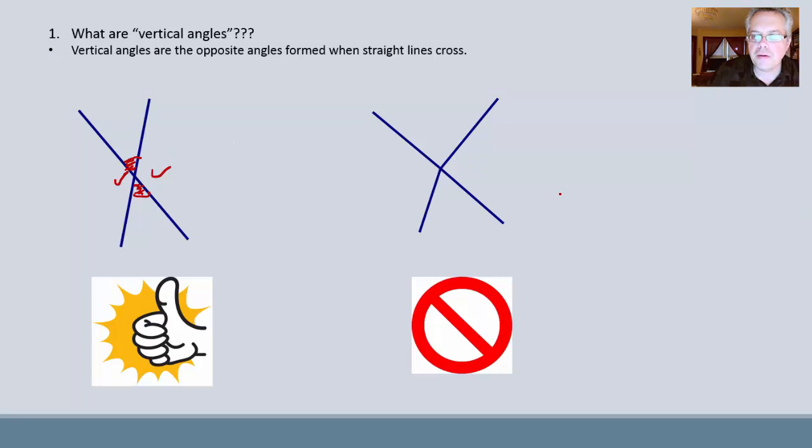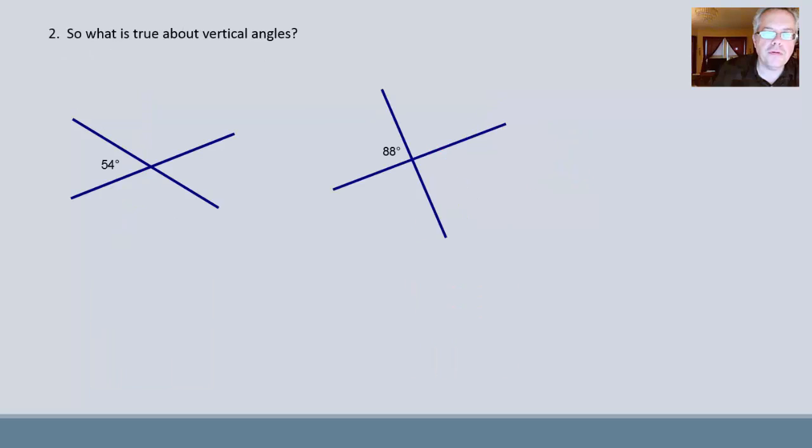On the second diagram here though, this is bad. These are not vertical angles. These angles right here, this one and this one, the problem is the lines are not straight. This line right here is not straight, so these are not vertical angles. They have to be when straight lines cross. Okay, so let's take a look at a problem here, or first see what's true about them.